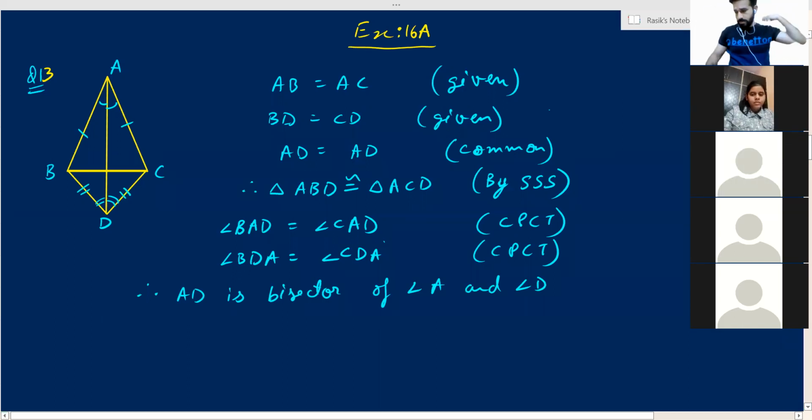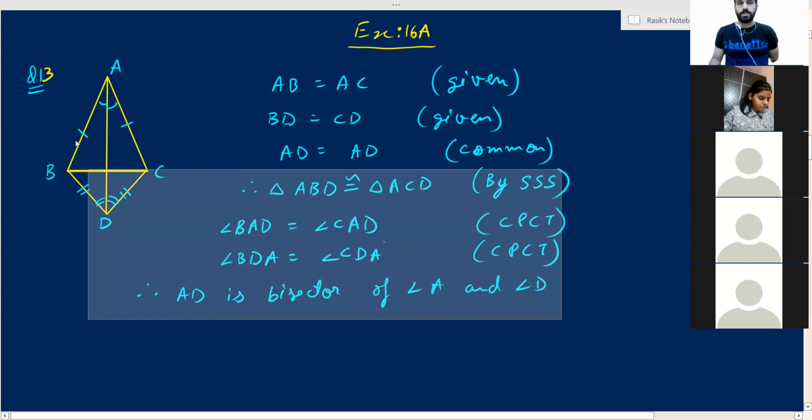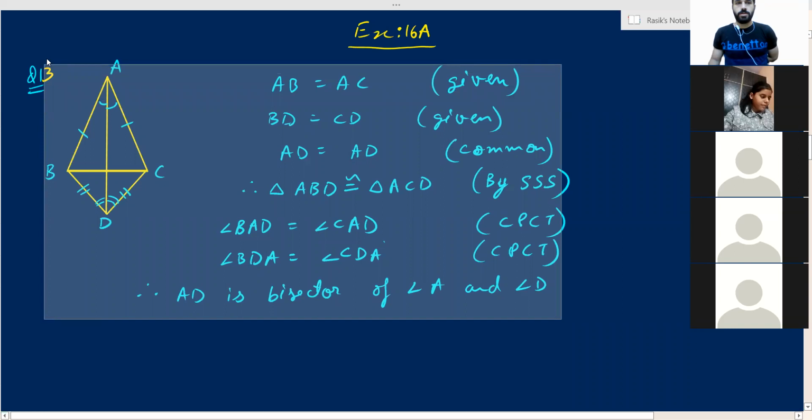Can we move on to the next question? Questions 14, 15, 16, 17, 18 are all to be done in the book. 14, 15, 16 are more of theoretical questions. Theoretical means you don't have to prove anything or write any solution in the copy. It is more of a conceptual question.